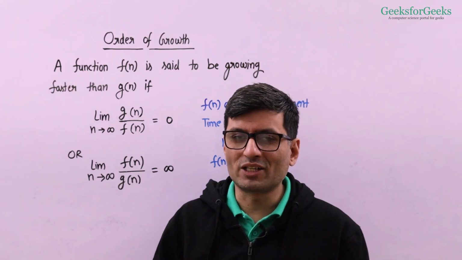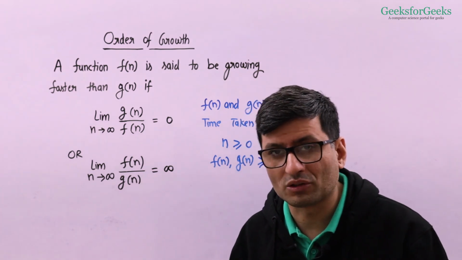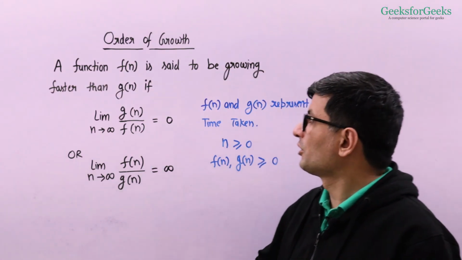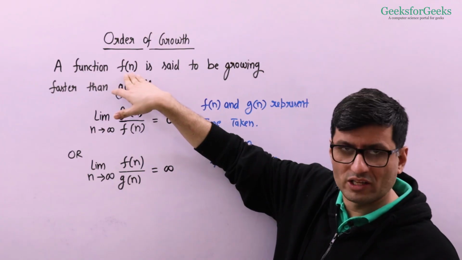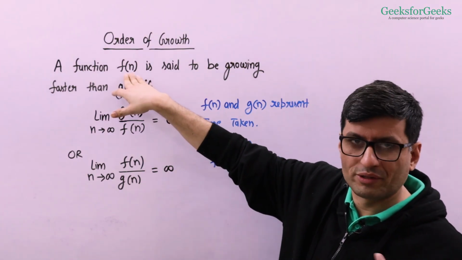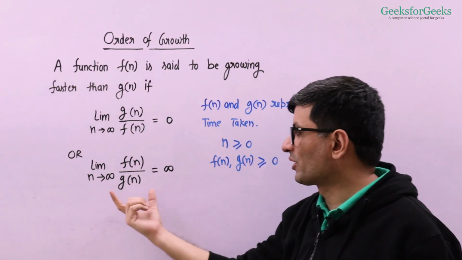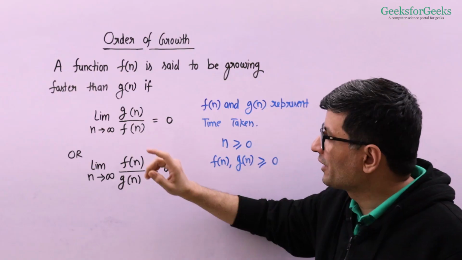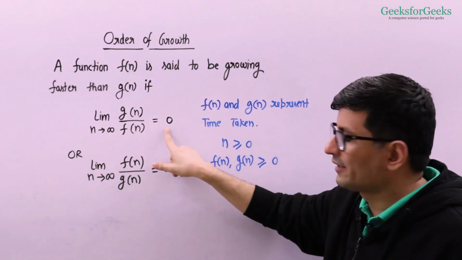So let's now understand what we mean by least order of growth, what we mean by higher order of growth, and how we compare the order of growth of two algorithms. A function f(n) is said to be having higher order of growth, or said to be growing faster than g(n), if this is true, or in other words this is true. So they both mean the same thing. What have we written here? We have written the limit of g(n) divided by f(n), as n tends to infinity, is 0.